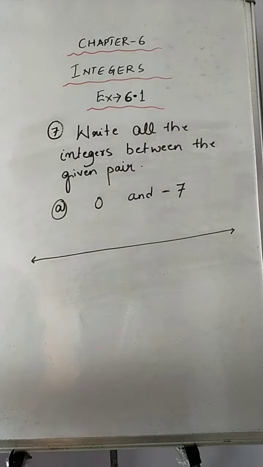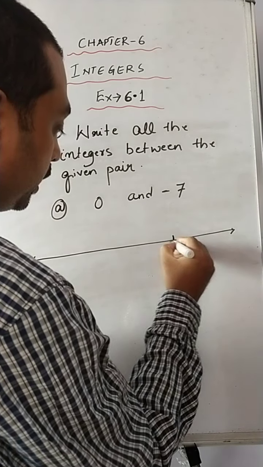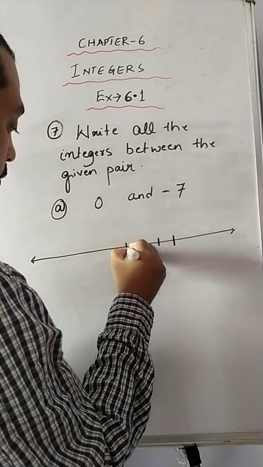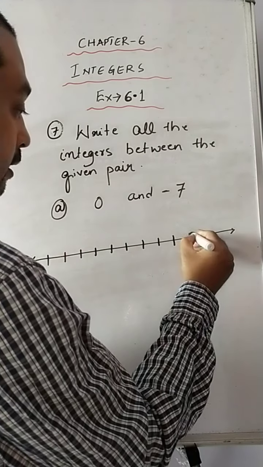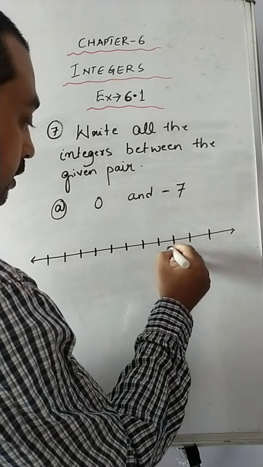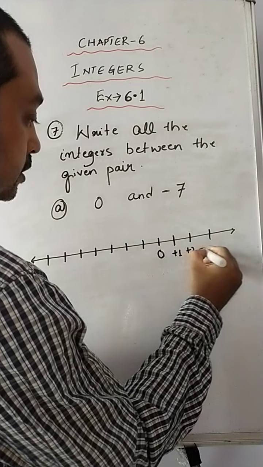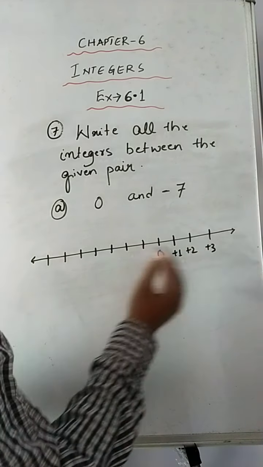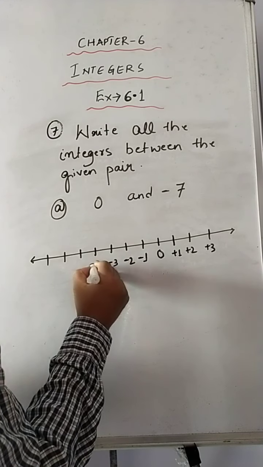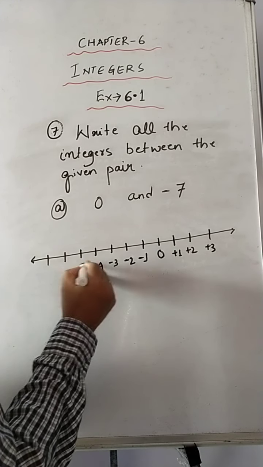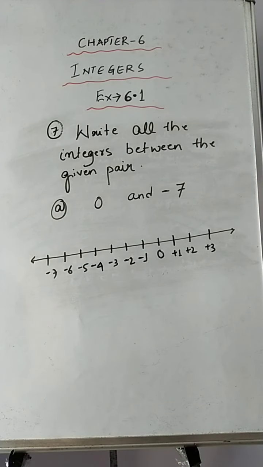sum more properly. So 0 and minus 7, isn't it? 1, 2, 3, 4, 5, 6, 7, 8, 9. Suppose. Okay, now let me just draw 0 here. Plus 1, plus 2 and plus 3. This is the positive side, and on the negative side, minus 1, minus 2, minus 3, minus 4, minus 5, minus 6 and minus 7.